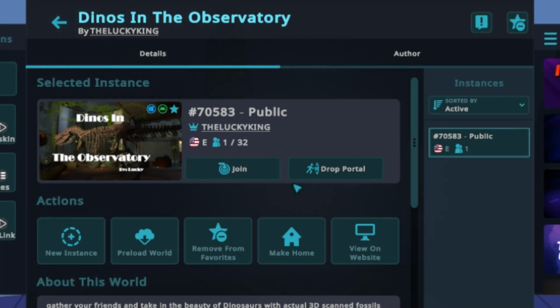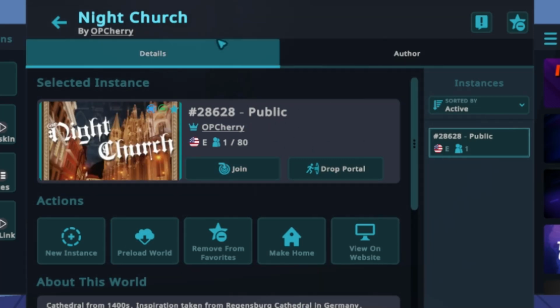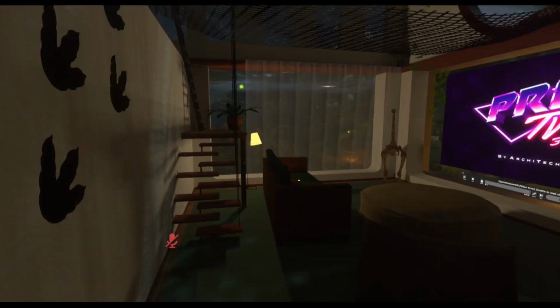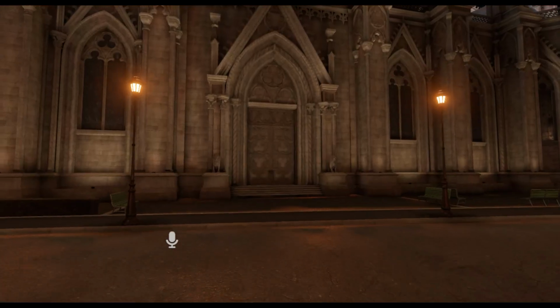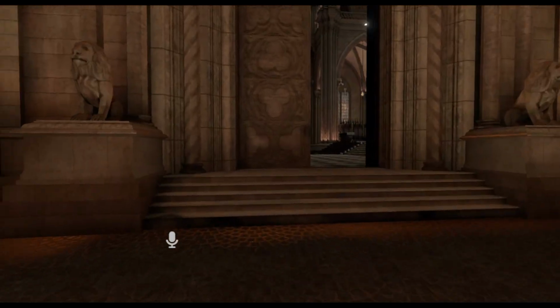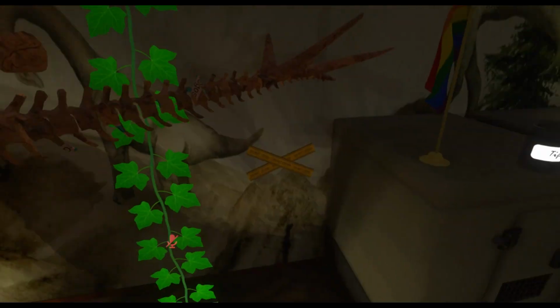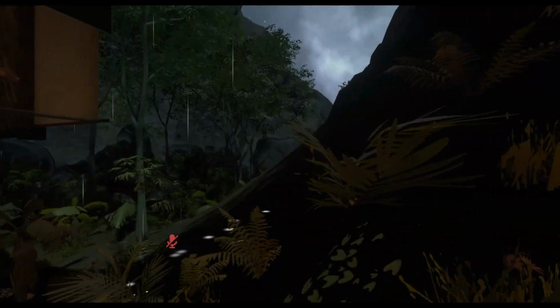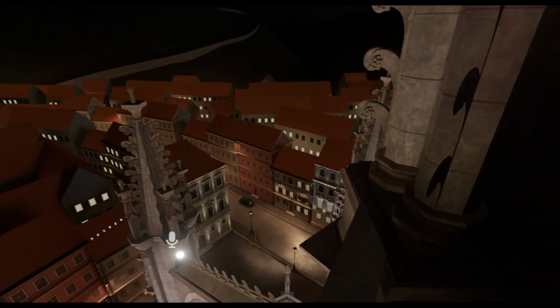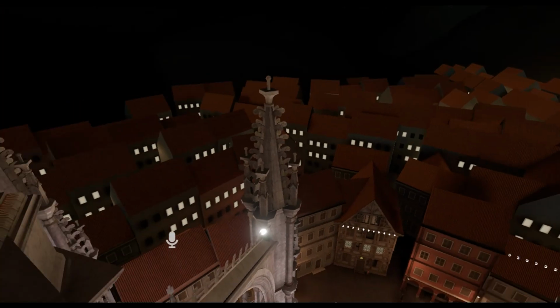Number 3, VRChat. Let's use these 2 maps, Dinos in the Observatory by The Lucky King and Night Church by OP Cherry. What these 2 maps have in common is that they have a focused central zone where the map is supposed to look at its best, where the textures, shapes, and style are S tier. Although, if you escape the center, and it doesn't matter if you're allowed to be outside of the central zone or not, and you go further beyond, the textures and shapes become less rendered, low resolution, and just progressively worse.